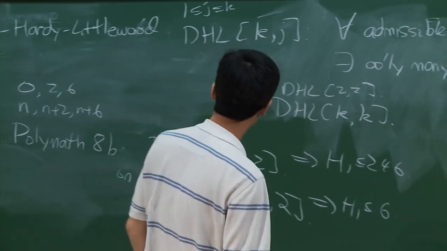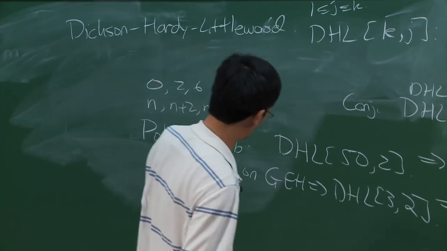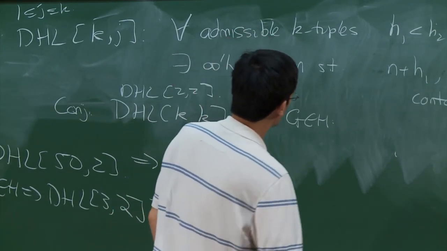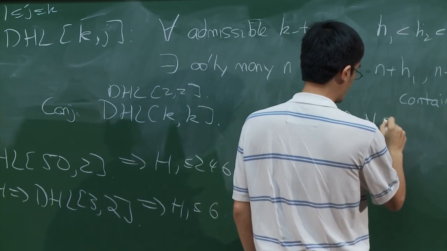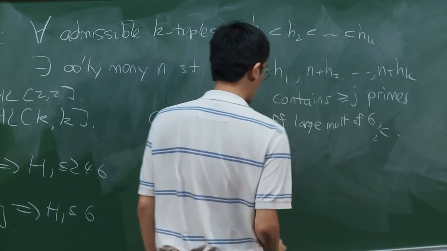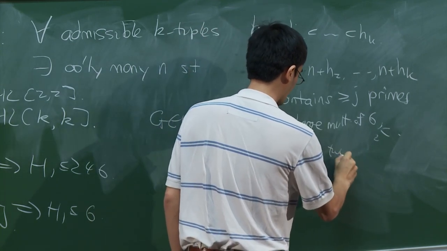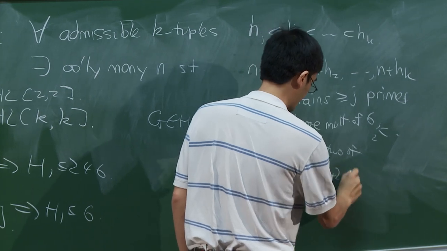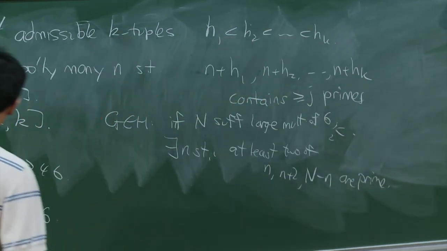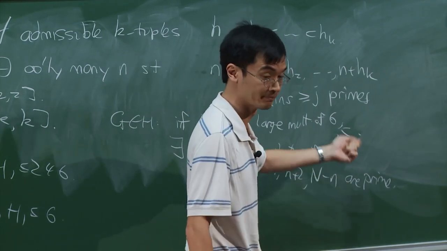So rather than play with n, n plus 2, n plus 6, there's a connection with the Goldbach conjecture. The same argument shows that on GEH, if h is sufficiently large and a multiple of 6, then there exists an n such that at least two of n, n plus 2, and h minus n are prime. So this is a slight variant of this DHL[3,2], but rather than n plus 2, n plus 6, you just take n plus 2, and then a fixed large h minus n.